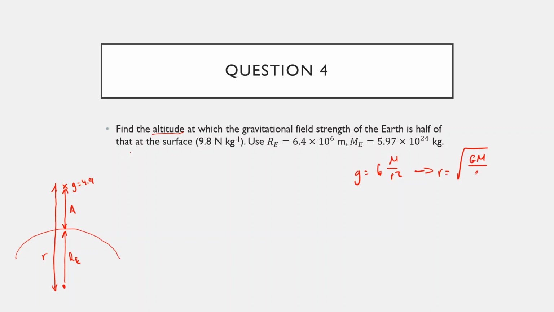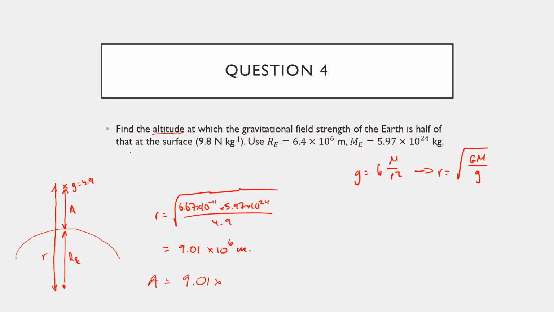square root of big G times m over little g. So r is going to be equal to 6.67 times 10 to the negative 11 times 5.97 times 10 to the 24 over little g 4.9 at that point up here. And what I end up getting is something around 9.1 times 10 to the 6 meters. So that's r, little r. We need a. So I'm going to subtract the radius of the Earth from this. So that's little r that I'm writing now, minus the radius of the Earth.